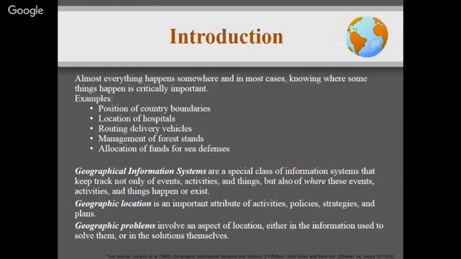Geographic location is an important attribute, and it has to be an attribute of activities, policies, strategies, and plans. Geographical problems involve an aspect of location, either in the information used to solve them or in the solutions themselves. And that speaks to the utility of GIS as a technology.